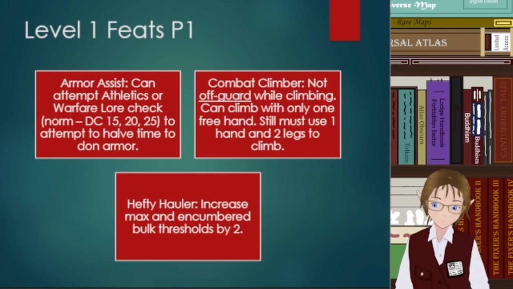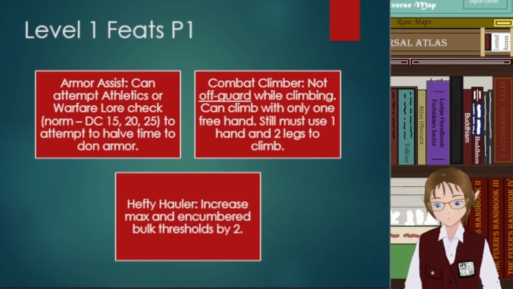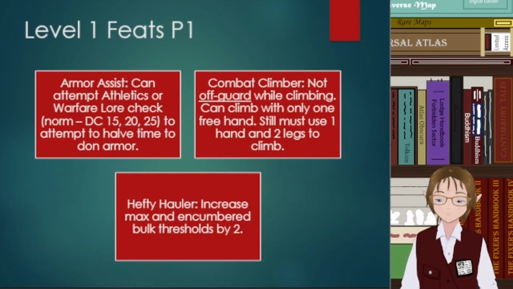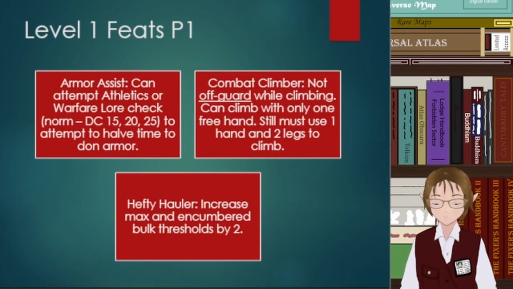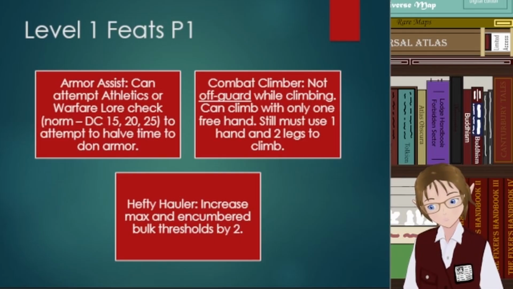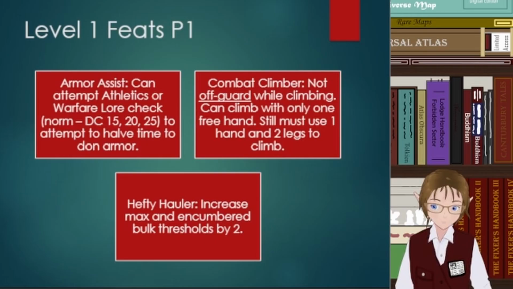So the start of level 1 feats is Armor Assist. This is a situational feat that lets you have a lower time to don armor based on an athletics or warfare lore check. Basically, it's for the situation where you get jumped in your camp and need to rapidly put on your armor. If that doesn't generally happen, it's a less important feat to have access to.